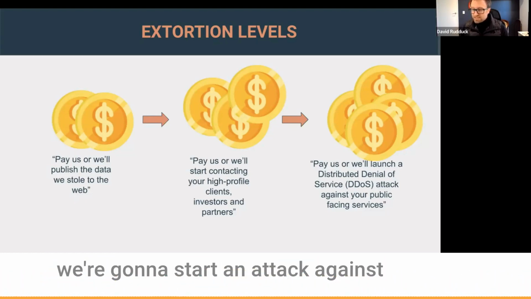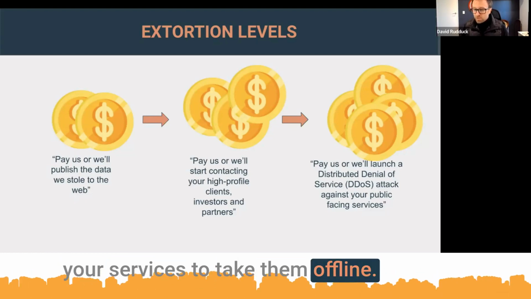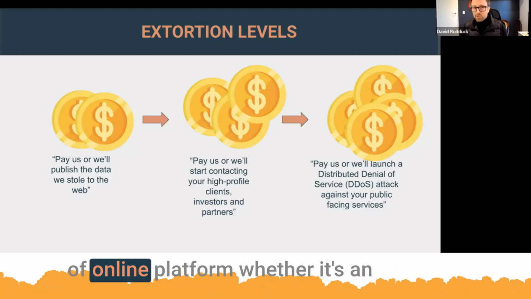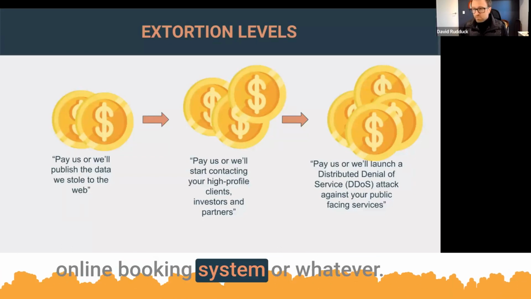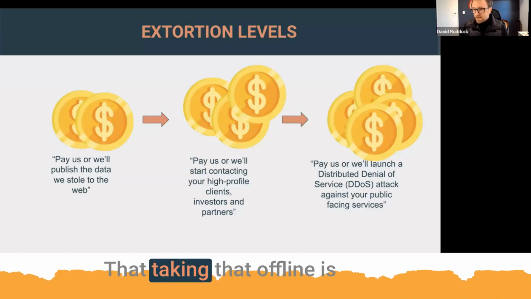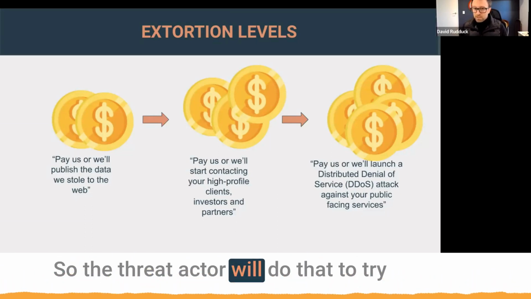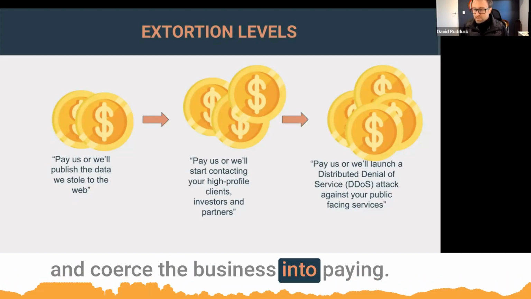The final one we call quadruple extortion, which is essentially pay us or we're going to start attacks against your services to take them offline. We're talking about things like e-commerce platforms or any sort of online platform, whether it's an online booking system or whatever, where taking that offline is business interruption as well. The threat actor will do that to try and coerce the business into paying.